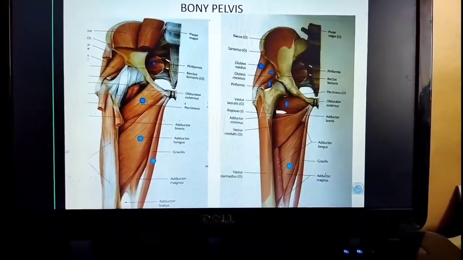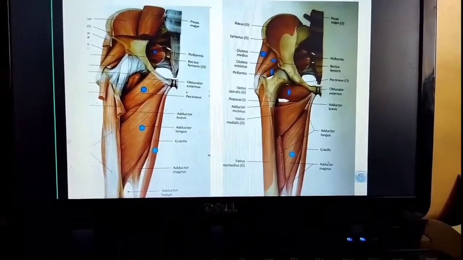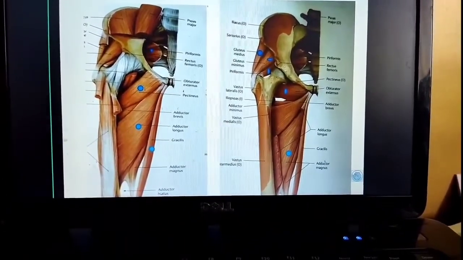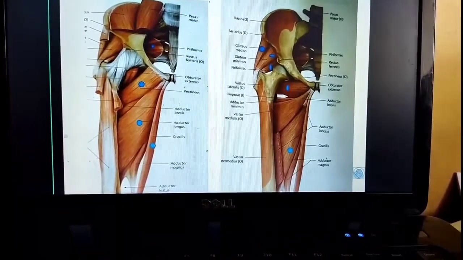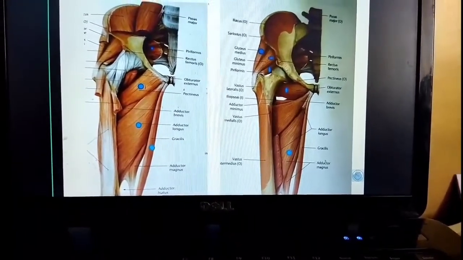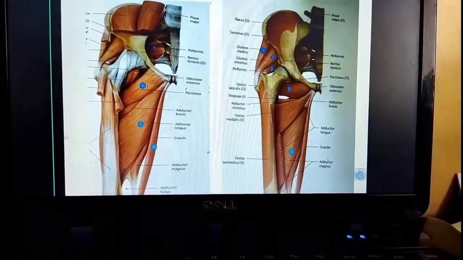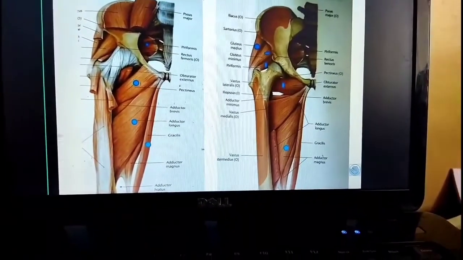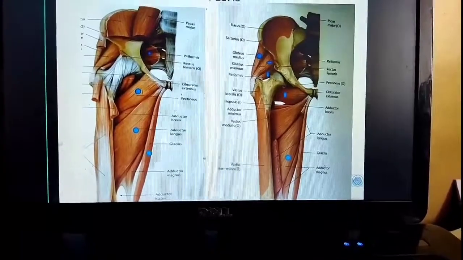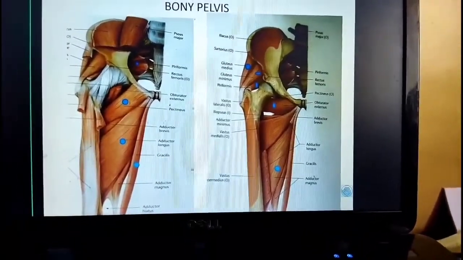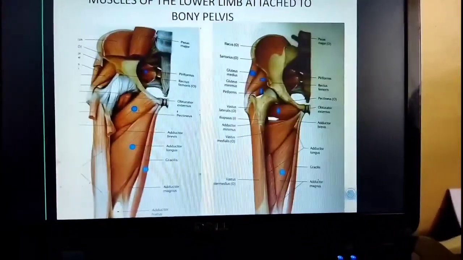Now, these are some important muscles of the lower limbs: the gracilis, the pectineus, the adductor brevis, magnus, and the gluteus muscles. They have their attachments to the bony pelvis. These are muscles of the lower limbs which have attachments to the bony pelvis.